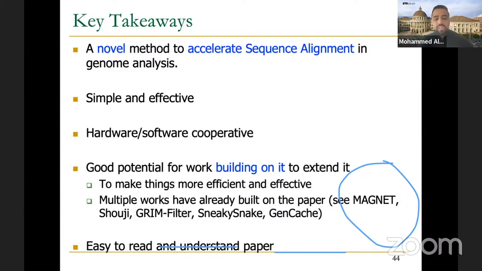So this is a good potential for work building on it. And there is a lot of work that uses GateKeeper to extend and build on top of it. We were going through some of them. Some of them are very recent work, some of them old work. But there are multiple related works that build on top of GateKeeper and find ways to improve the accuracy or the speedup.